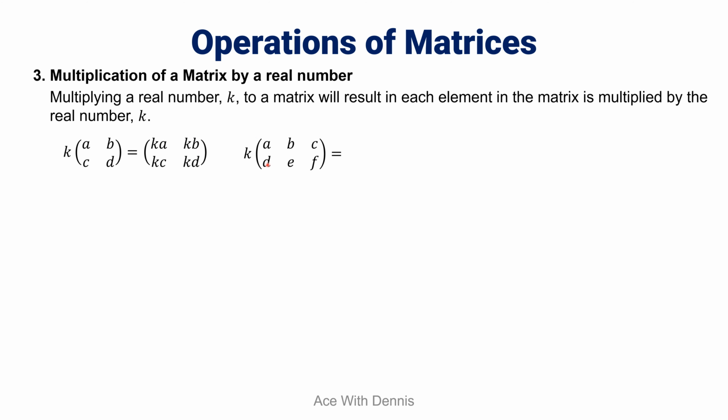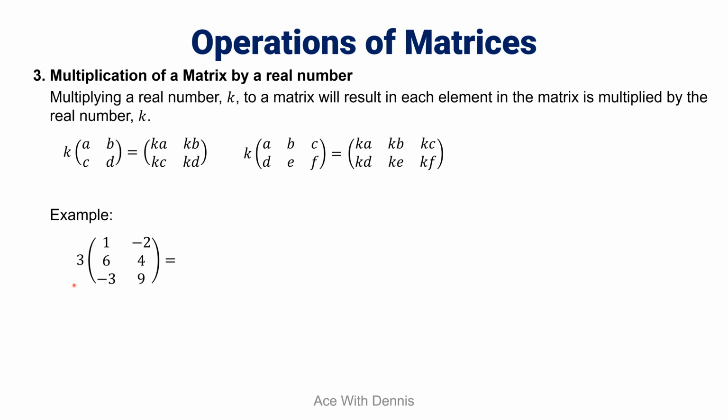One more example here. If k is multiplied with the matrix with the elements A, B, C, D, E, F, then it equals Ka, Kb, Kc, Kd, Ke, and Kf. Alright, so again, this k is multiplied inside with every element inside the matrix. Okay, now let's play with some numbers here.